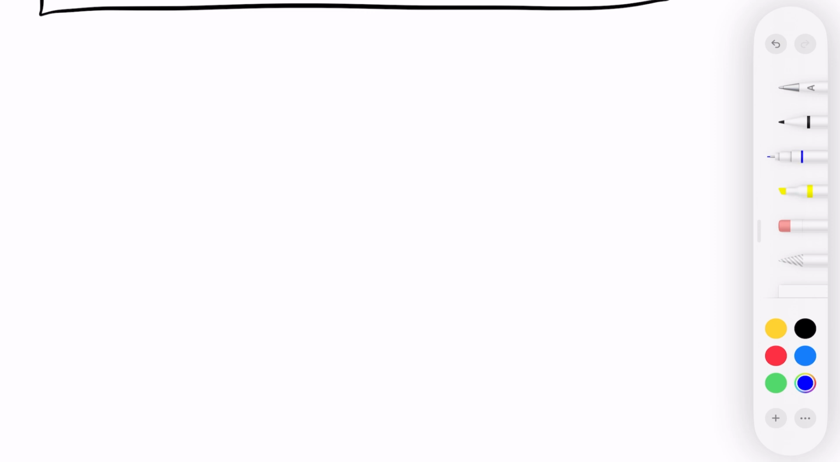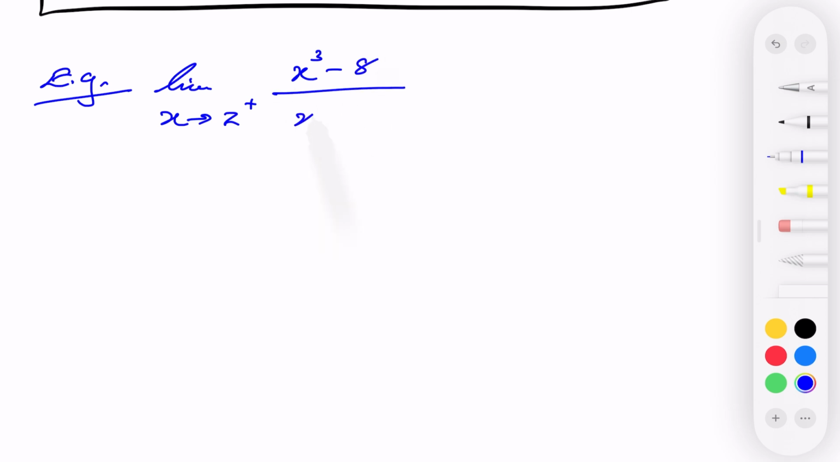So here's an example. Let's say we need to evaluate the limit as x approaches 2, let's say from the right-hand side, of x cubed minus 8 divided by x squared minus 4. Well, there are more efficient analytical methods available to solve these kinds of problems, which we will see later. Today, we are going to look at the evaluation of limits using the numerical methods.